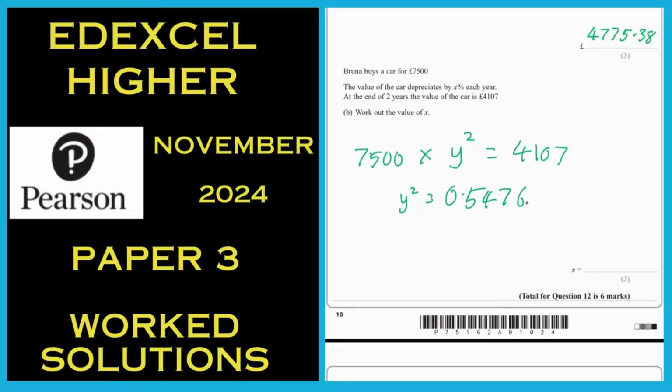0.5476. And to get your y, your multiplier, you square root it. And as I said in a few questions, that's not your answer. You haven't finished. Y is the multiplier. So this 7,500 has been multiplied by 0.74 twice. If you're multiplying something by 0.74, you are reducing it. You've took 26 pence off the pound, which means a reduction of 26%.